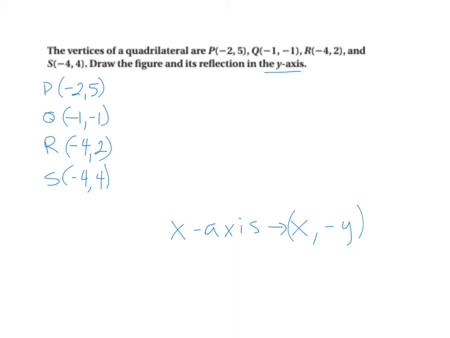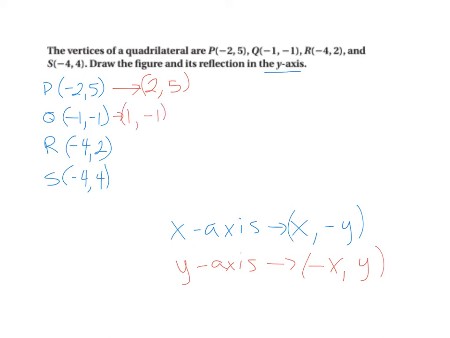Well, now we're going to reflect over the y-axis. So if you reflect over the y-axis, you're going to take the opposite of the x, however the y stays the same. So kind of a reversal of what we did last time. So if we look here at the example P, (-2, 5), that's going to change into the opposite of the x, which is 2. Y stays the same. That'll be (2, 5). On Q, the opposite of x, that'll be +1. And -1 is going to stay the same.